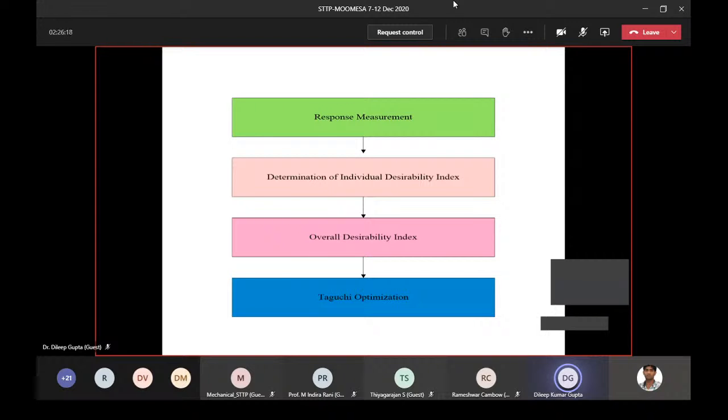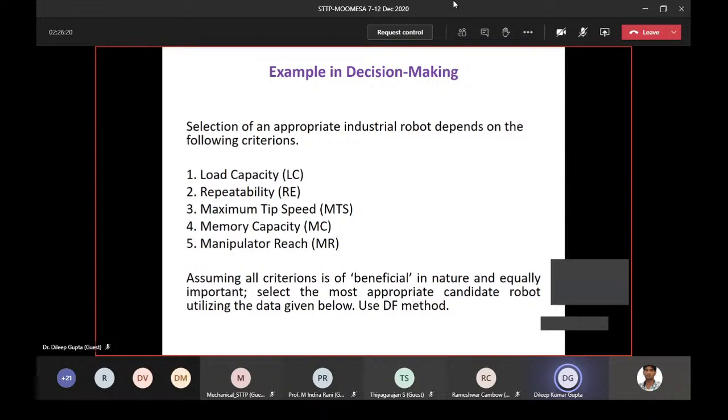Coming to a simple example of a decision making problem, the selection of an appropriate industrial robot depending upon the following criteria. The criteria are: load capacity, repeatability, maximum tip speed, memory capacity, and manipulator reach. These 5 criteria have been selected for the industrial robot, and it has been assumed that all the criteria given are beneficial in nature and equally important.